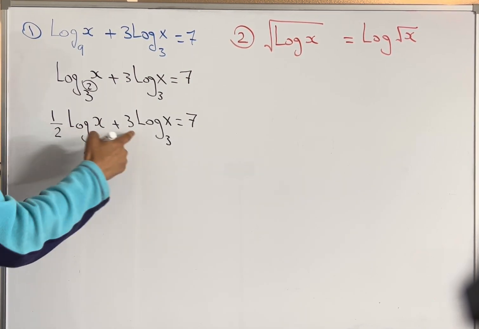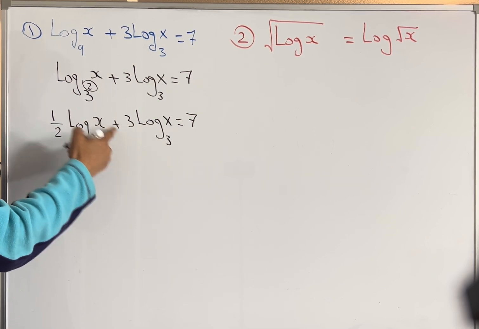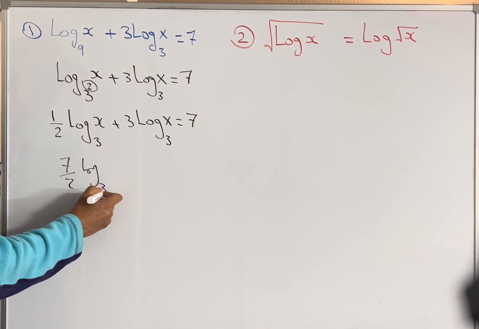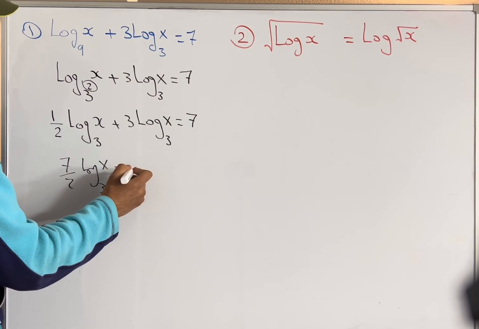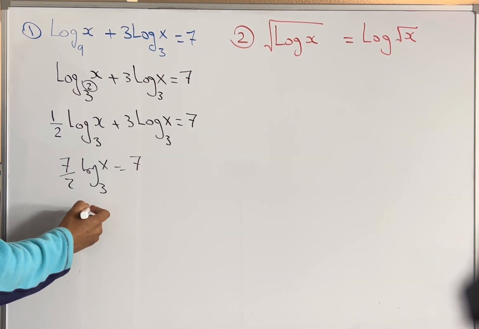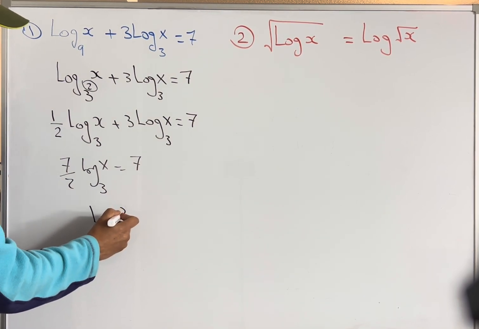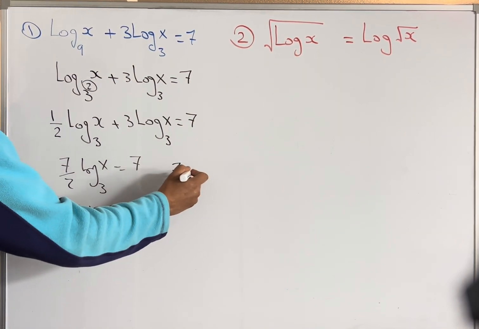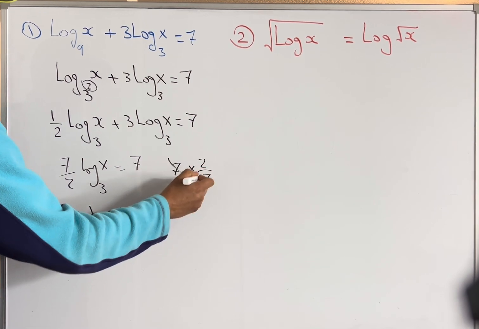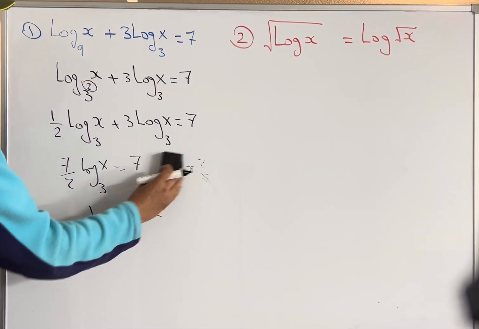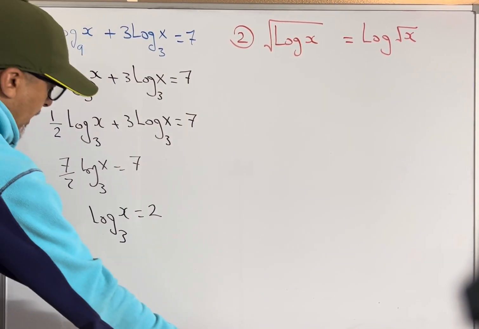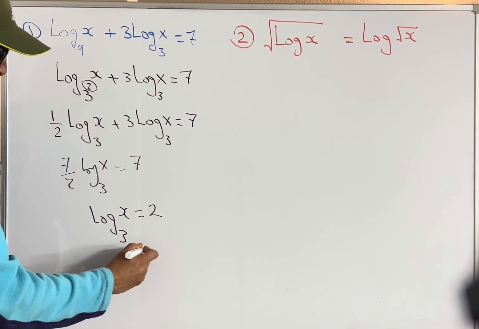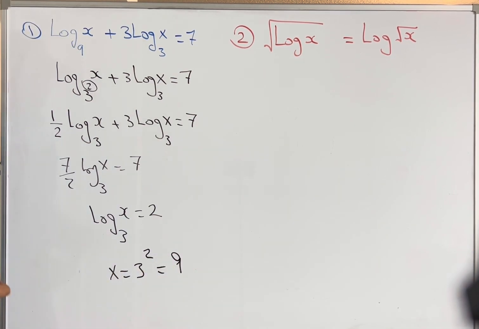Now here these are like terms, so 1/2 plus 3, that's the same as 6 over 2 plus 1 over 2. So that will give me 7/2 log base 3x equals 7. Which gives me log base 3x. If I divide both sides by 7/2, I'll end up getting 2. Because 7 divided by 7/2 is the same as 7 times 2 over 7. The 7 will cancel, and you get just 2 on the other side. Or multiply both sides by 2 over 7, and that will cancel the 7 on the bottom. And therefore, the x will equal 3 to the power of 2, which is 9. And that's the answer for this.